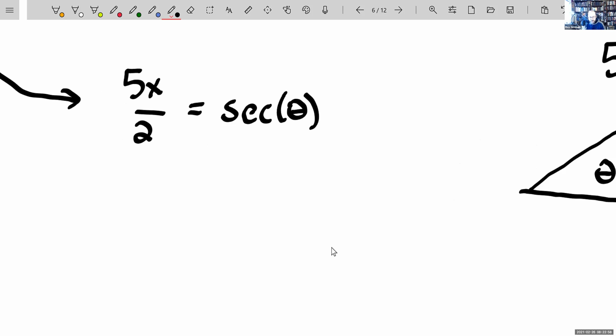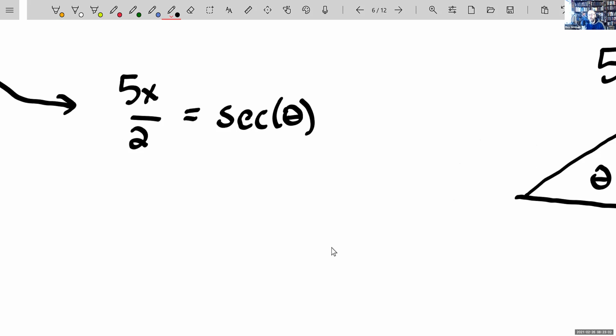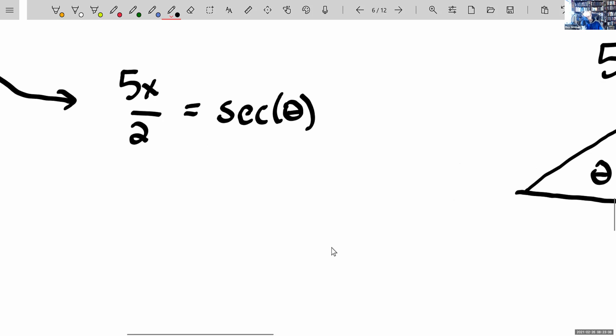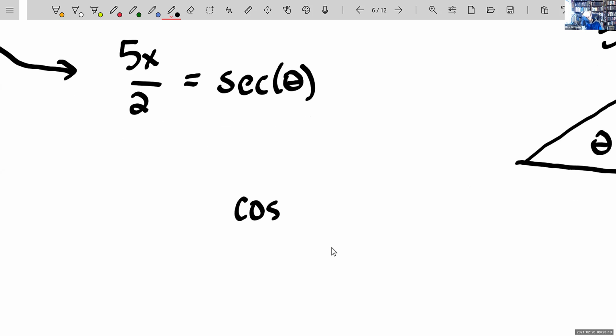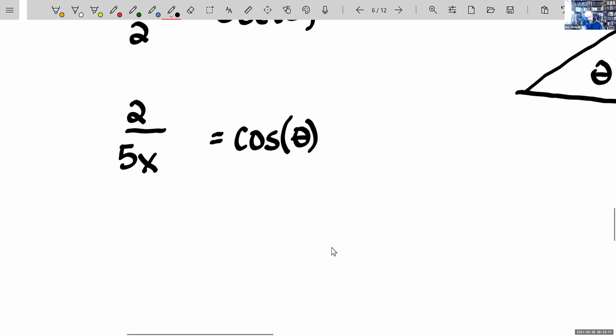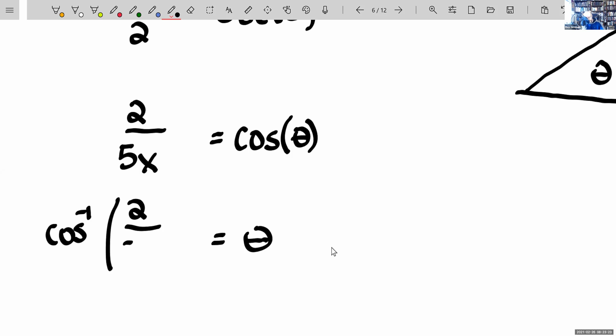Let me preface this by saying I do not like to work with the secant inverse, the cosecant inverse, or the cotangent inverse. I dislike working with any of those. So instead, I'll go ahead and flip both sides of this to say cosine of theta is equal to 2 over 5x. And now I can solve this for theta by saying theta, therefore, must equal cosine inverse of 2 over 5x.